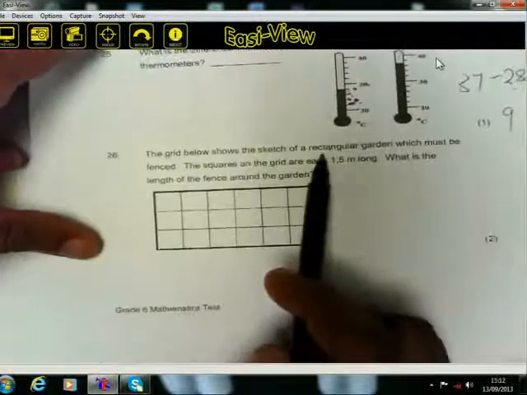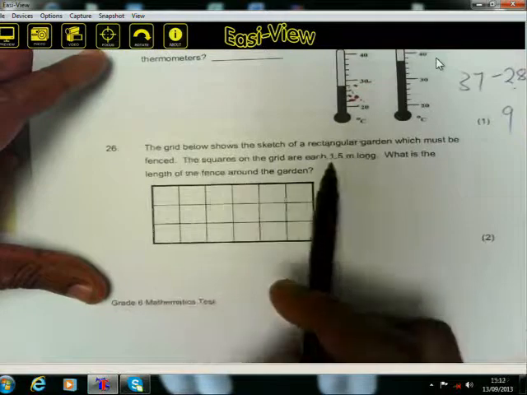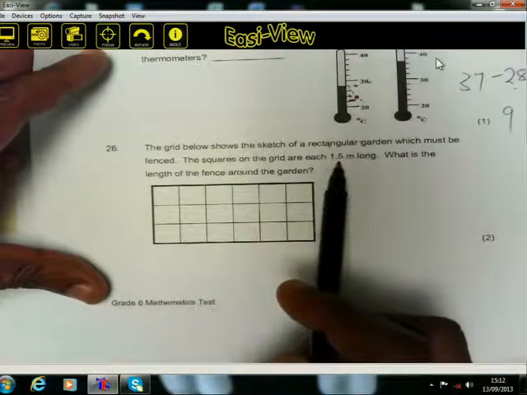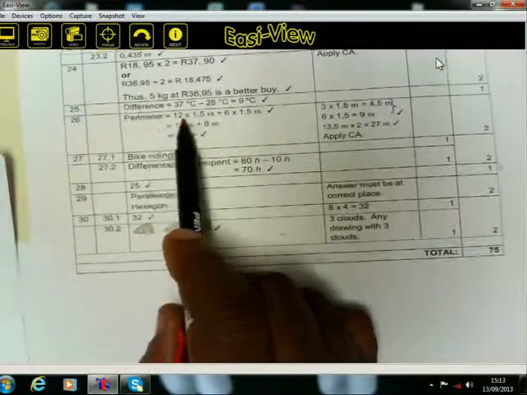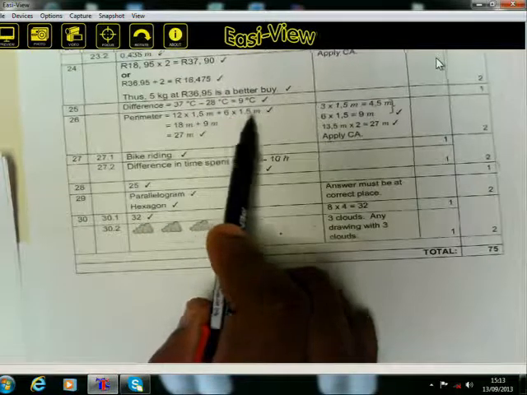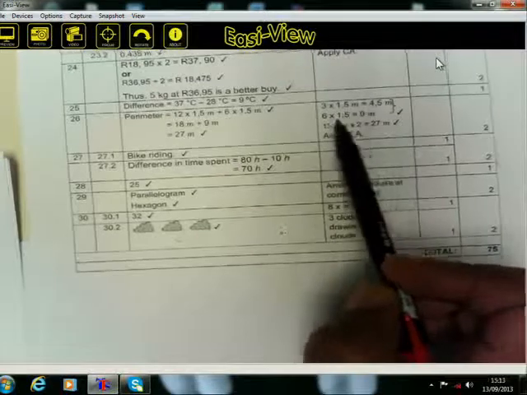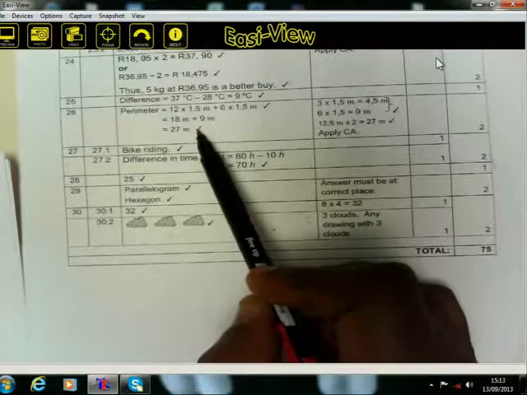Okay. 26. The graph below shows the sketch of a rectangular garden which must be fenced. The square and the grade each is 1.5 meter long. What is the length of the fence around the garden? Okay, colleagues, there they indicate the perimeter there. Perimeter is 12 multiplied by that, 1.5 meter plus 6 and that. You see here also they say you must apply the CA. The correct answer is 27 meters. Okay, let's go to the next one.